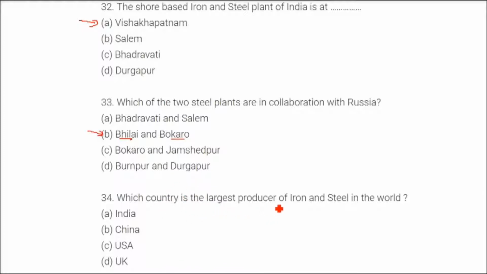Which country is the largest producer of iron and steel in the world? It is China. China is the number one.